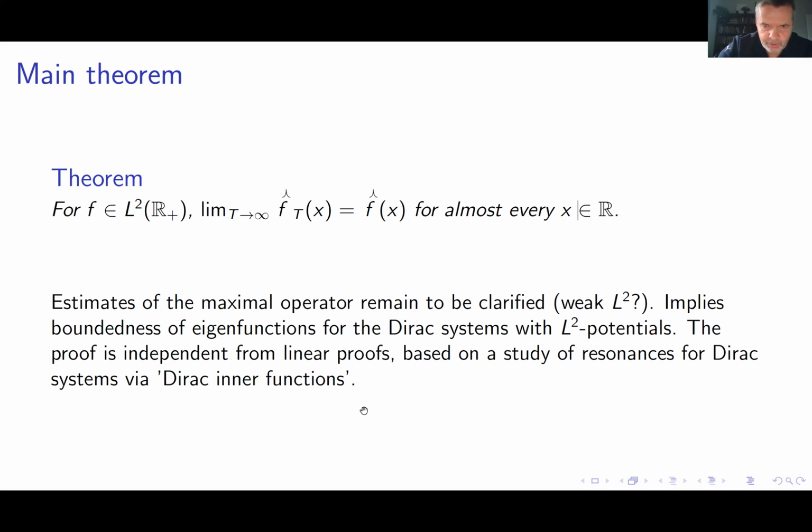So the almost everywhere convergence result implies the boundedness of eigenfunctions for the Dirac system with L2 potentials, which was also an open question until now. The proof of this theorem is completely independent from the existing proofs of the linear correlations theorem, and it relies on analyzing so-called resonances for the Dirac system.